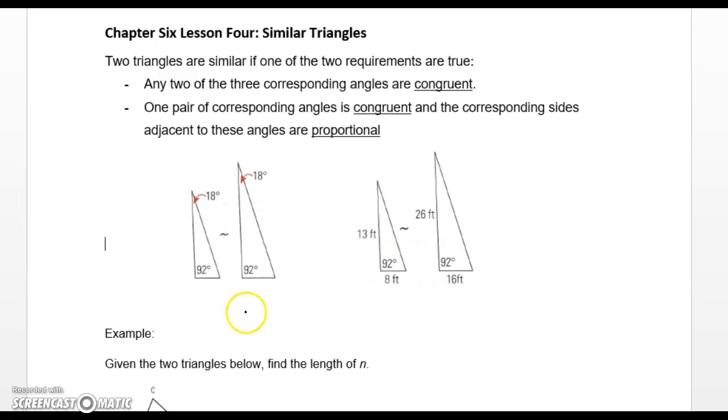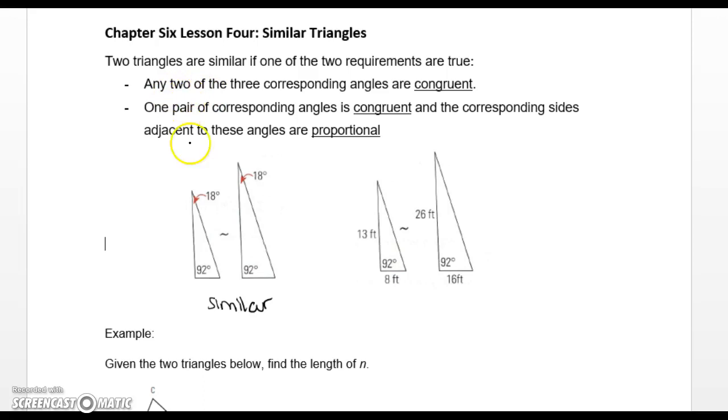So in our first set of triangles here, I want to introduce to you a new symbol. This little wavy sign here means similar. So that's saying that these two triangles here are similar. And this one here is using that first property.